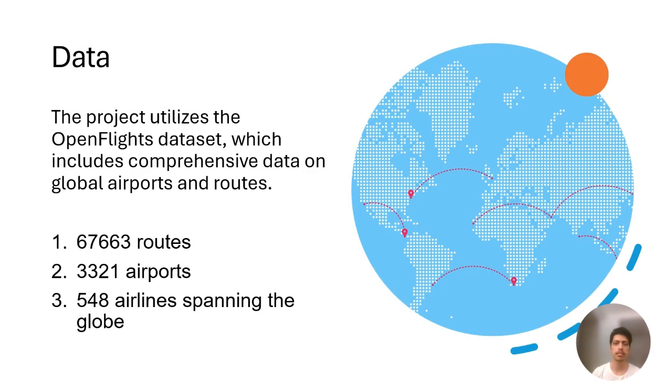So the project utilizes the Open Flights dataset, which includes comprehensive data on global airports and routes. And just a summary, it contains around 67,000 flight routes between approximately 3,300 airports and 550 airlines or so.